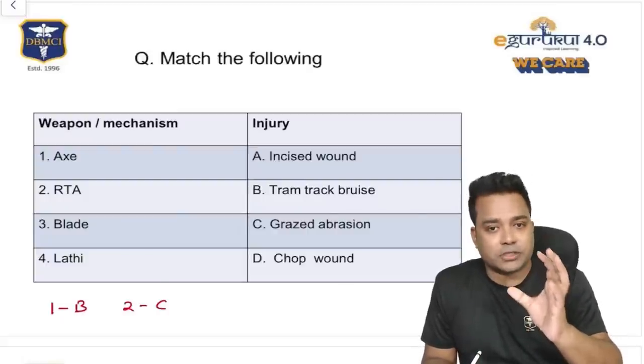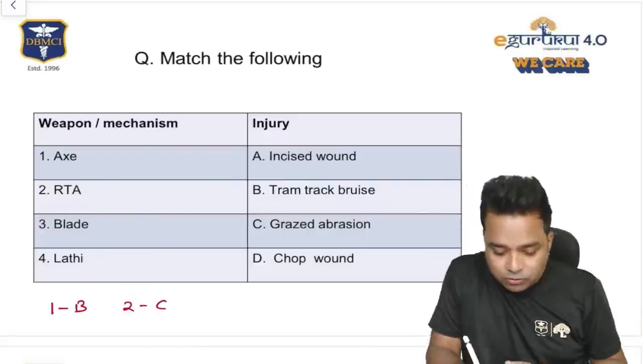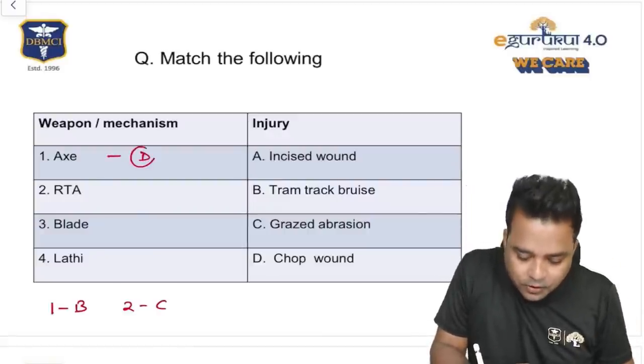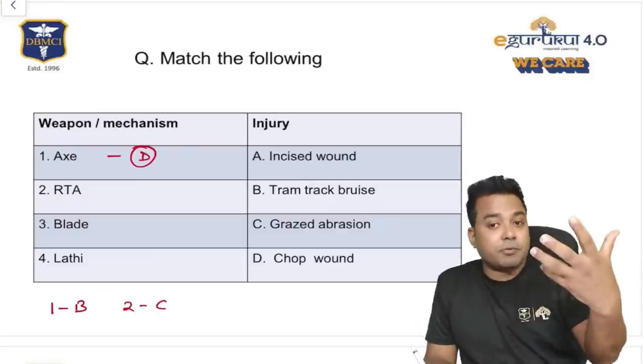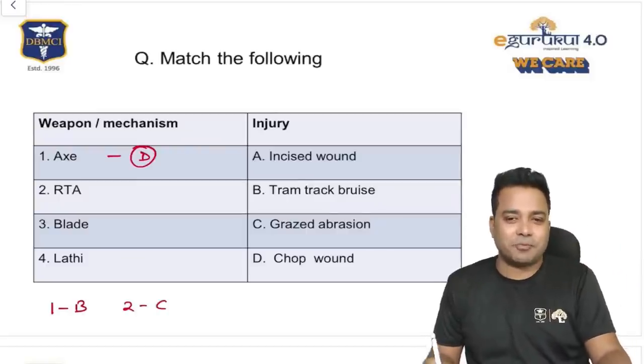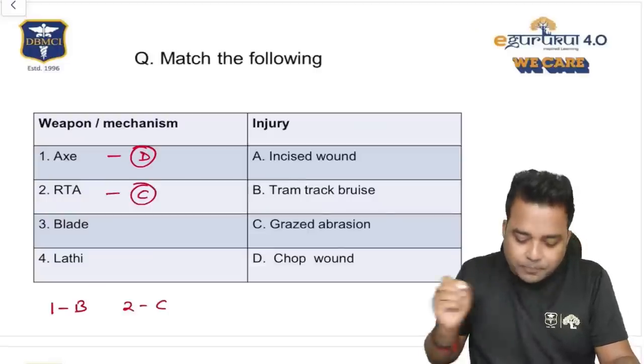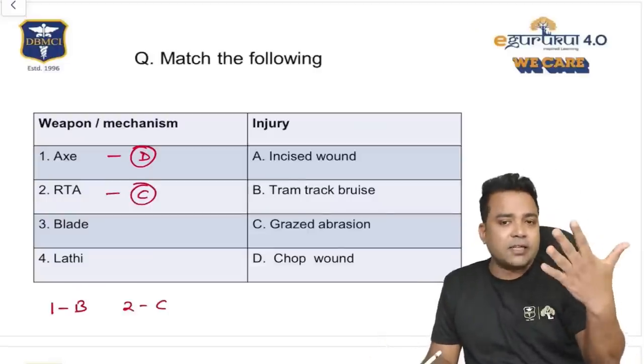They are bonus questions. So axe is a heavy, sharp-edge weapon and axe will lead to chop wounds. This we all know. In road traffic accidents, which type of abrasions are most common? Grazed abrasions, also called brush burn or friction burn. So yes, I can match grazed abrasion over here. Blade to be taken as a sharp edge weapon.